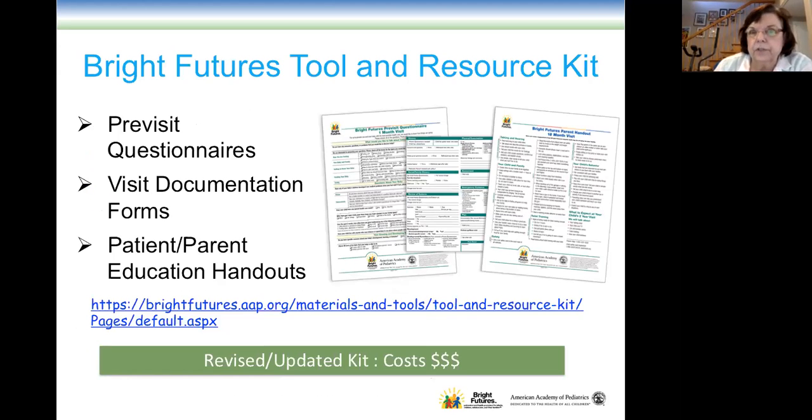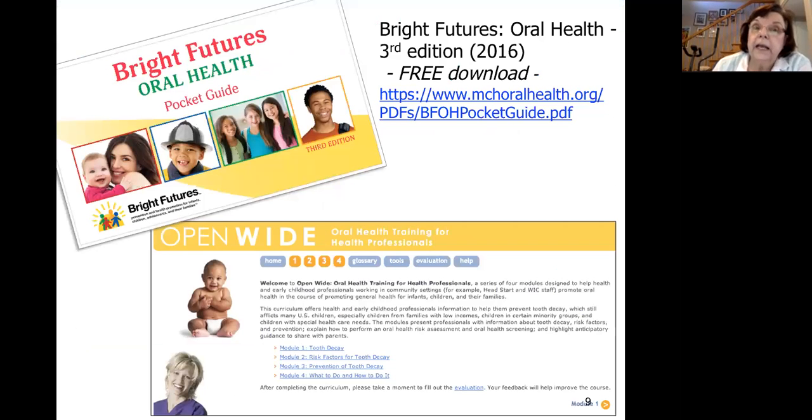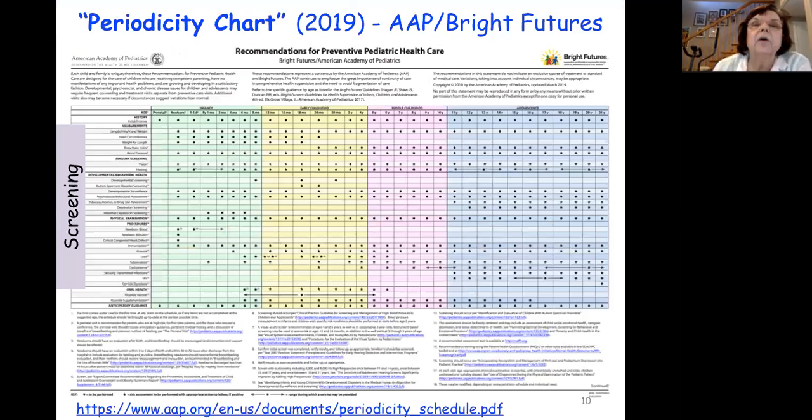They also have materials for practices that make assessment and parent pre-visit information pretty simple. And they also have a series of oral health pocket guides for medical practitioners. These were last updated in 2016. They're also available for a free download. So this is then that close-up of the periodicity chart, and it's available. It was last updated in 2019, and in the PDF, you should be able to click on the URL and get to the most recent document.